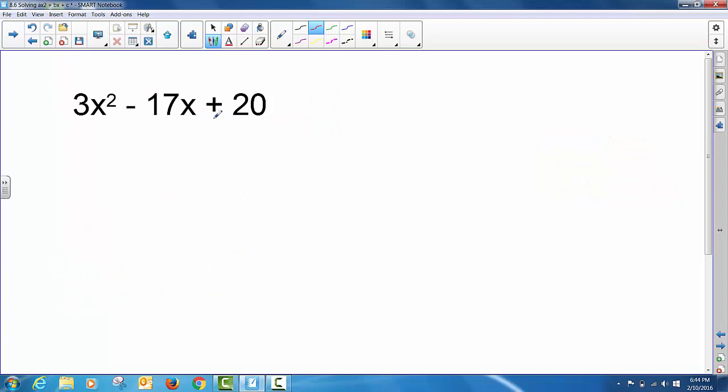Alright, this time we've got plus. This tells you plus plus or minus minus. This tells you that it's going to be minus minus. Okay, so let's try this one.